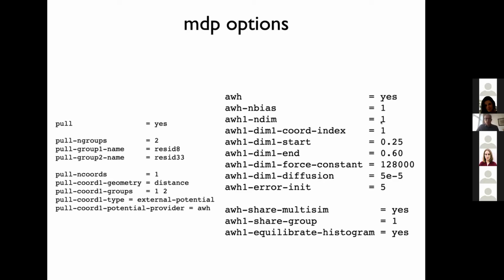Here we have 1 bias, we have 1 dimension we act upon, and that's this. The coordinate index indicates that you want to act on this coordinate 1 here. So that's this index 1. So that tells you that it should act on that.